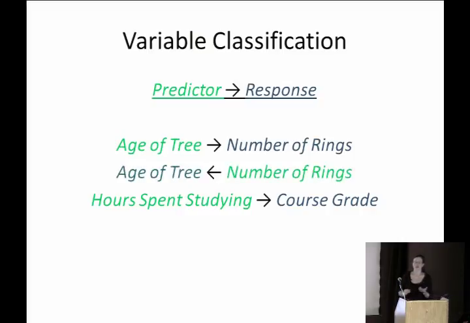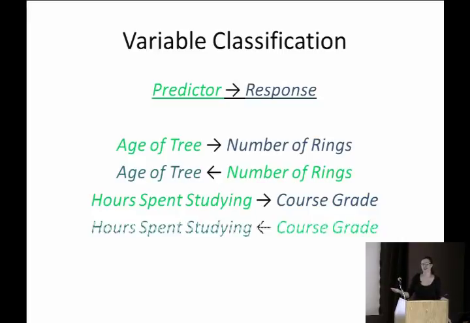For example, if you have a biologist who has a tree sitting in front of them, they might not actually know the age of the tree, but they can count the number of rings. So they might want to use the number of rings in order to predict the age of the tree, which is something they may not know. Or, as instructors, we don't actually get to see the amount of time that our students have been studying, but we do get to see their course grades. So we might want to use that information to predict how much time we think they have been studying. So usually, the predictor and response relationship goes in such a way where you take something that's fairly easy to measure and you want to predict something that might be a little bit harder to understand.